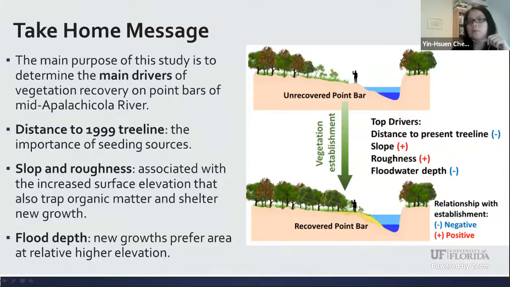Slope and roughness are associated with surface relief, which helps trap more organic matter and shelter new growth. And the flood depth result also indicates that new growth actually prefers areas at relatively higher elevation.